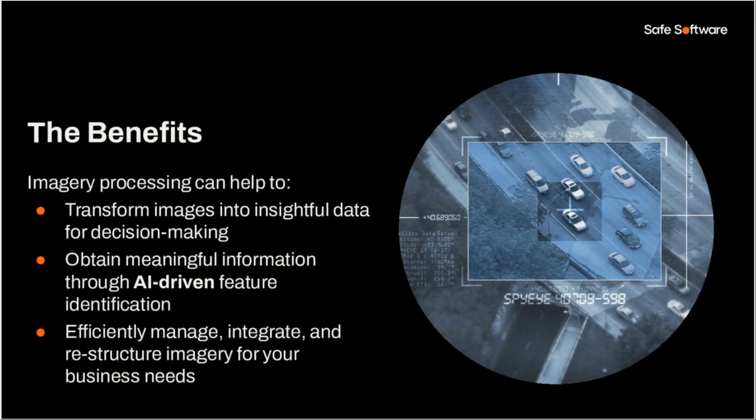But what are the benefits of imagery? Imagery processing unlocks the potential of visual data, transforming raw images into actionable insights for smarter decision making. For example, satellite imagery can be used for water management and urban development, while AI-driven tools can identify features like vegetation or infrastructure from drone images, enabling environmental monitoring or asset management. With imagery processing, the possibilities to streamline operations and uncover valuable insights are endless.